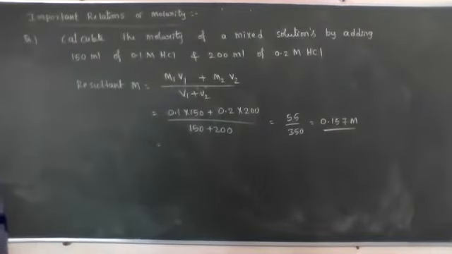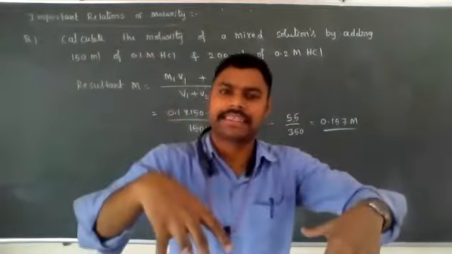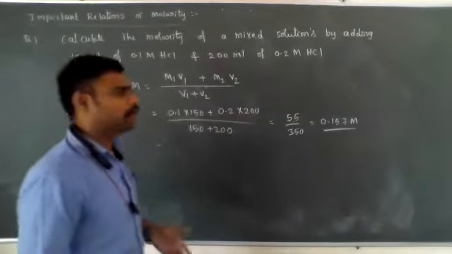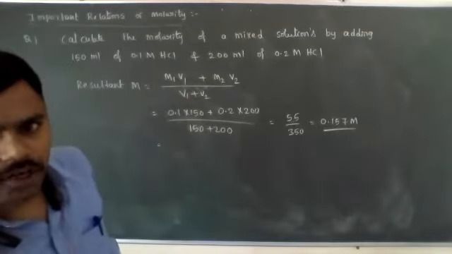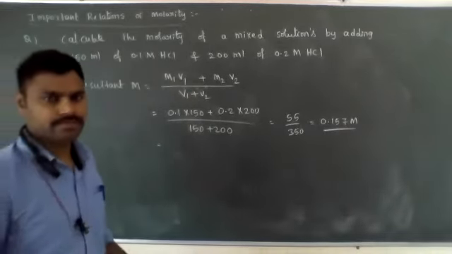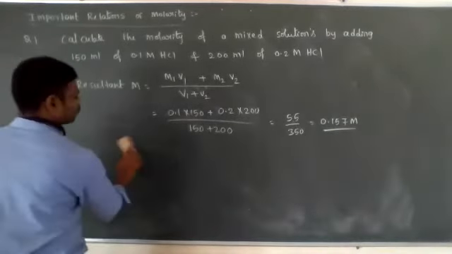Okay, understood? So this is the third kind of problem, where the same kind of solutions are intermixed. Then the resultant molarity formula is equal to M1 V1 plus M2 V2 divided by the total volume V1 plus V2. Okay, next, one more problem.